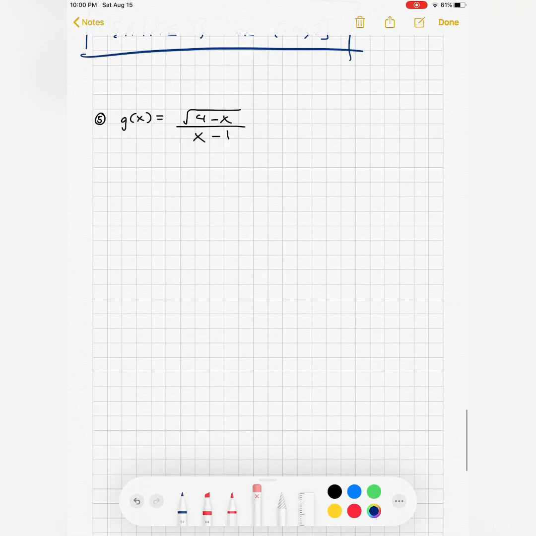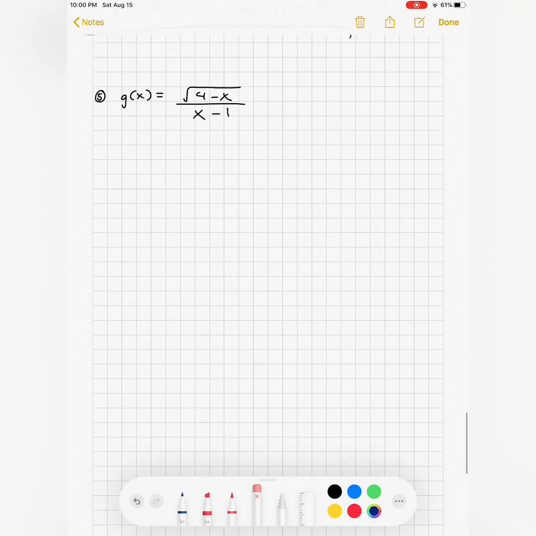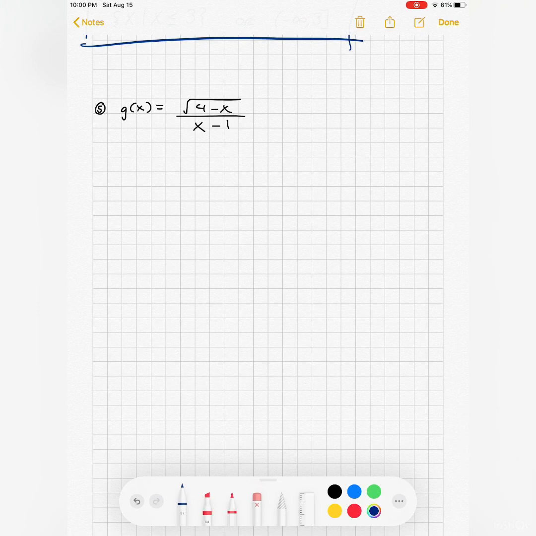And a couple more, so let's see. Here I have to combine the two ideas. I see two things. I see I have a fraction, so x cannot be 1, okay? Because then I would be dividing by 0. And whatever's underneath the square root has to be greater than or equal to 0. So subtract the 4, divide by negative. Be careful there, I have to flip the inequality.